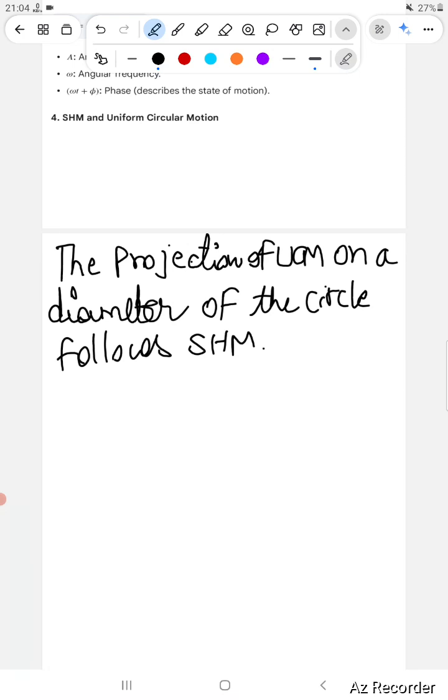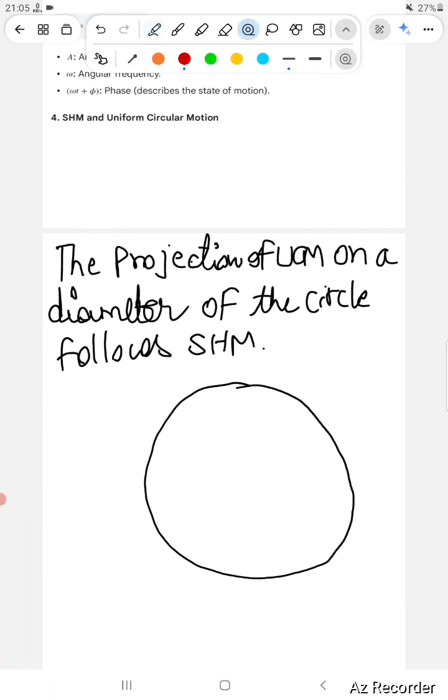Dear students, if I want to know the position, I can also find it out very easily. Let us suppose this is the circular path, and let us suppose this is my point P, where the object is supposed to be found. Okay, this is point P.